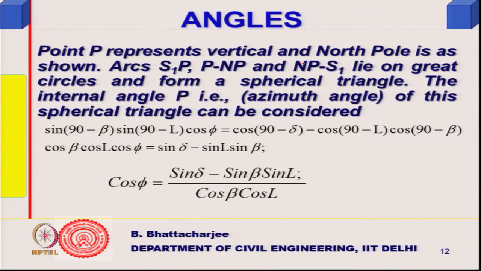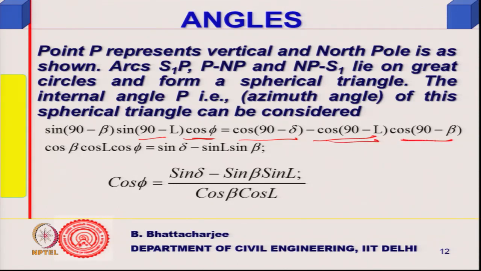Point P represents the vertical and N the north pole, as shown. The arcs lie on the great circle and form a spherical triangle. The internal angle P of this spherical triangle is the azimuth angle. As I said, this was cos of 90 minus delta, this is angle C, and the sides are 90 minus latitude and 90 minus beta.